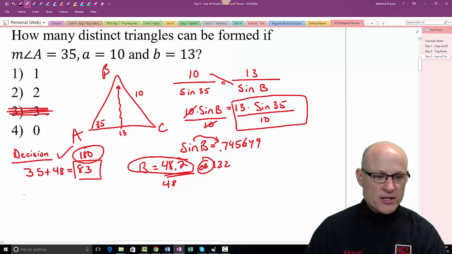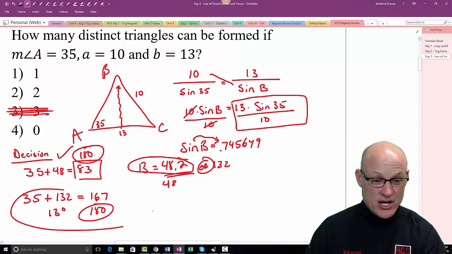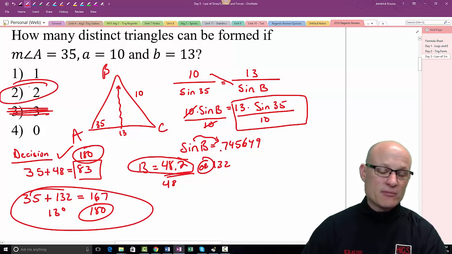Then we're going to take 35 and add 132. That gets us up to 167. That third angle would have to be 13 degrees, but it would get us to that 180 degrees. So yes, I can make another triangle. So the answer is I can make 2.